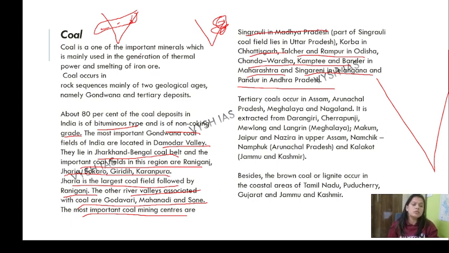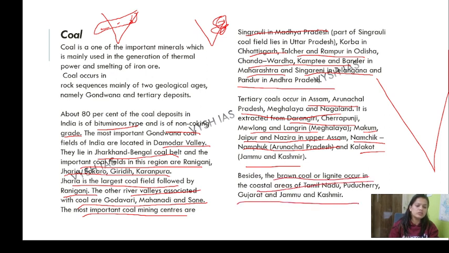Then let's talk about the tertiary coals. Tertiary coals basically occur in Assam, Arunachal Pradesh, Meghalaya and Nagaland. It is extracted from Darrangiri, Cherrapunji, Mawlong and Langrin of Meghalaya, Makum, Jaipur, not Jaipur of Rajasthan, this is Jaipur of Assam, and Nazira in Upper Assam, Namchik, Namphuk of Arunachal Pradesh, Kalakot of Jammu and Kashmir. Besides this, brown coal and lignite occur in the coastal areas of Tamil Nadu, Puducherry, Gujarat and Jammu and Kashmir.